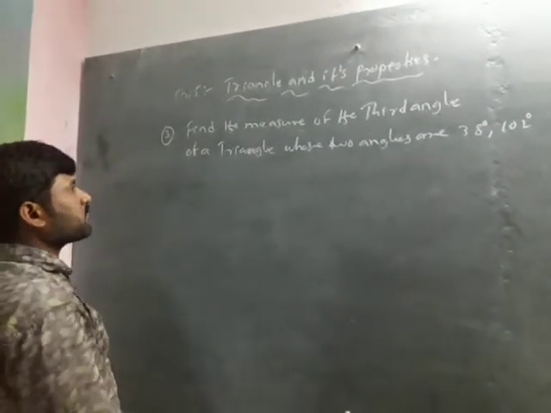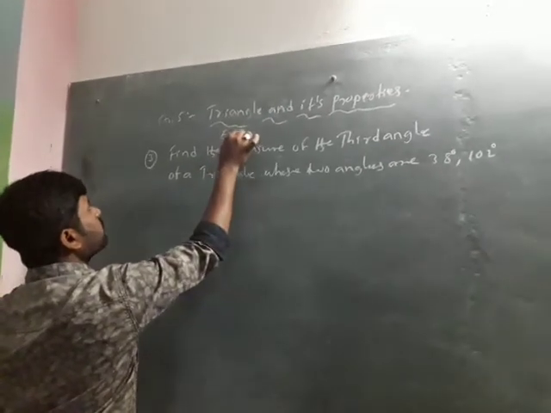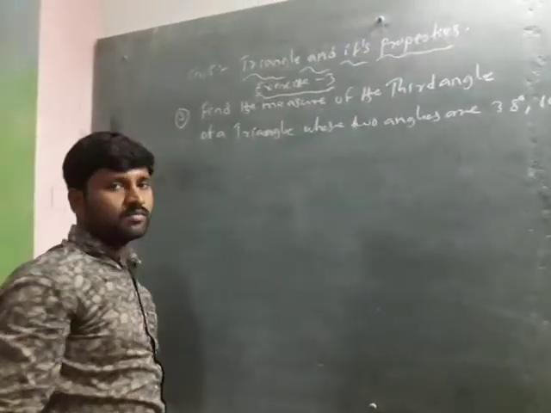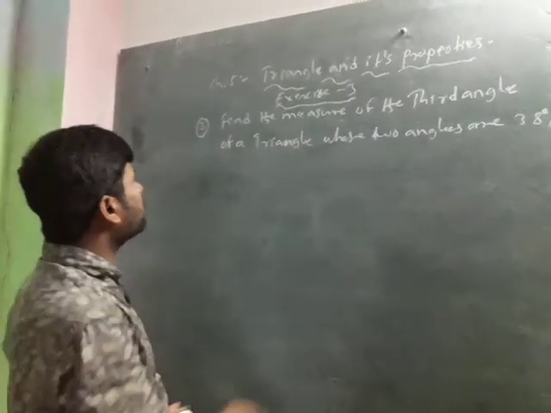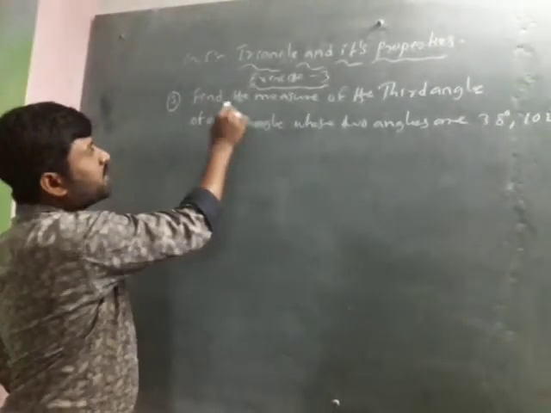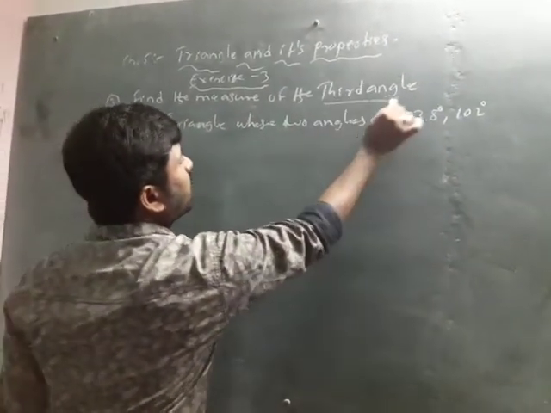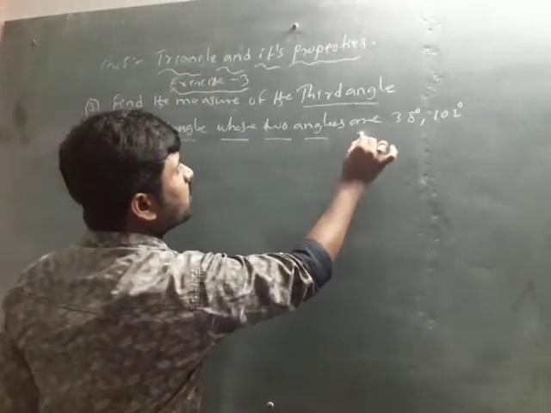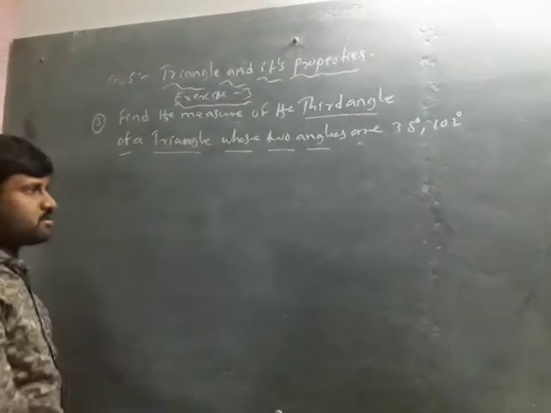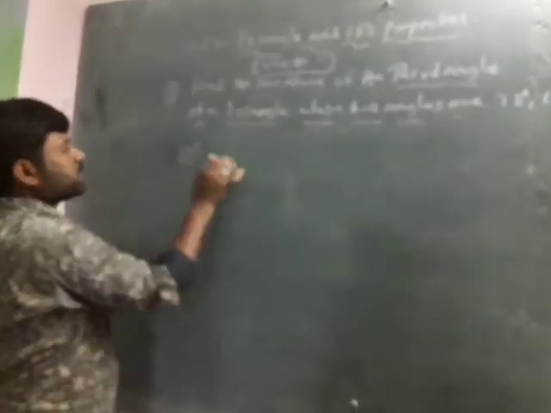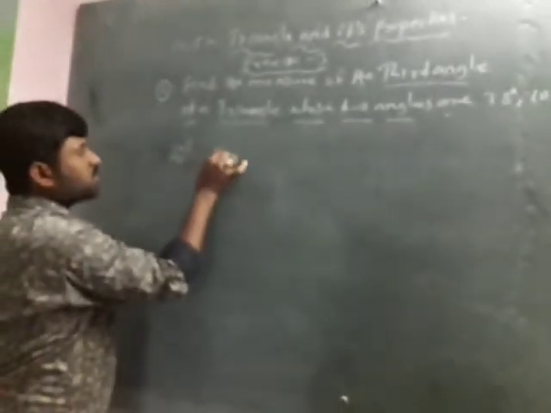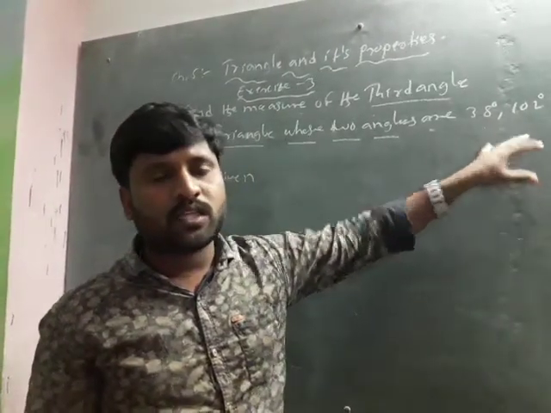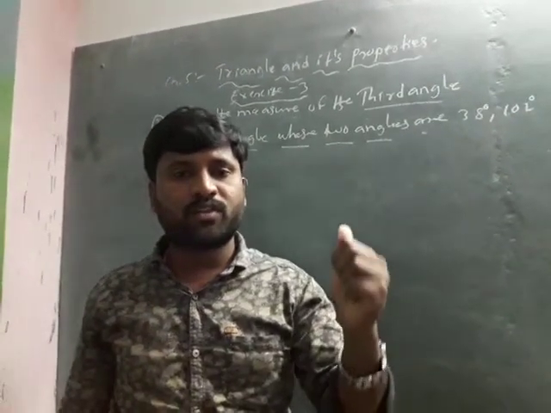In that exercise 3, third question: find the measure of the third angle of a triangle whose two angles are 38 degrees and 102 degrees. Now see its solution. Given, what is the given data? When you know two angles of a triangle, how do you find the third angle of a triangle?